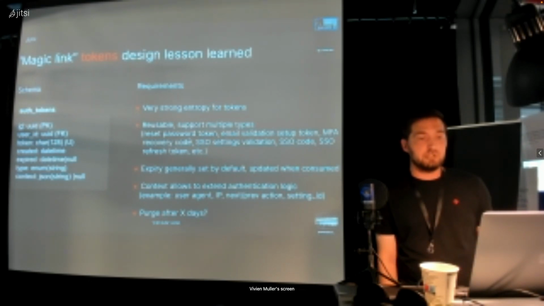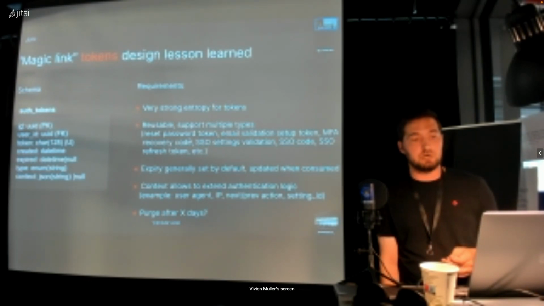So using multiple types and adding some context also might be useful. We do that, for example, in some token to verify the context. When you're doing a single sign-on, it should be normal that the user agent is the same and that their IP address is the same. If they change browsers in the middle of a single sign-on, you know that something is fishy.